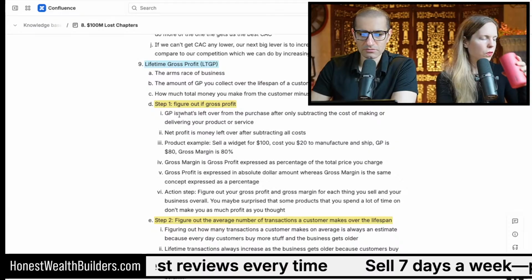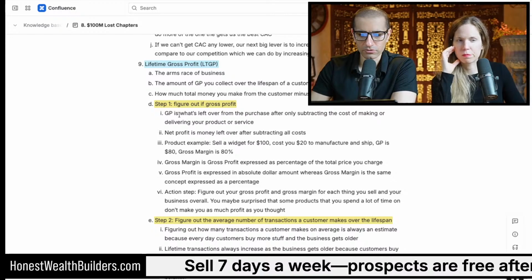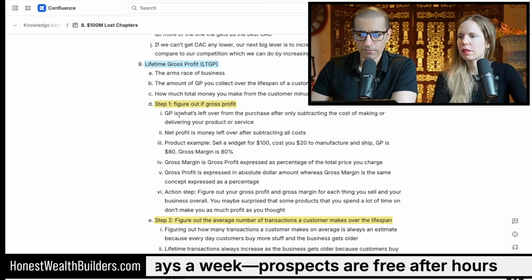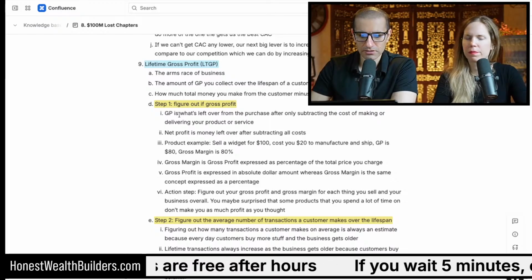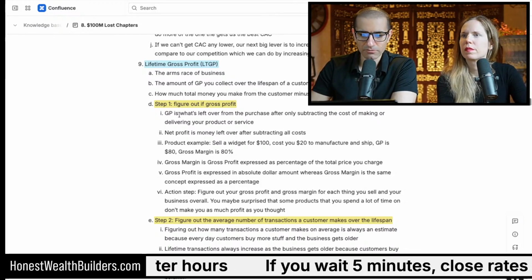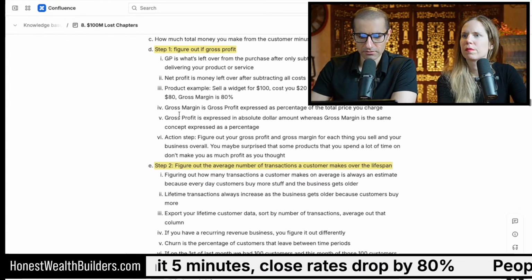Net profit is money left over after subtracting all costs. So we're not talking about net profits. We're talking about gross profits. And a gross margin is expressed as a percentage. Next, figure out the average number of transactions over the lifespan. Then figure out the LTGP. So it's just math.